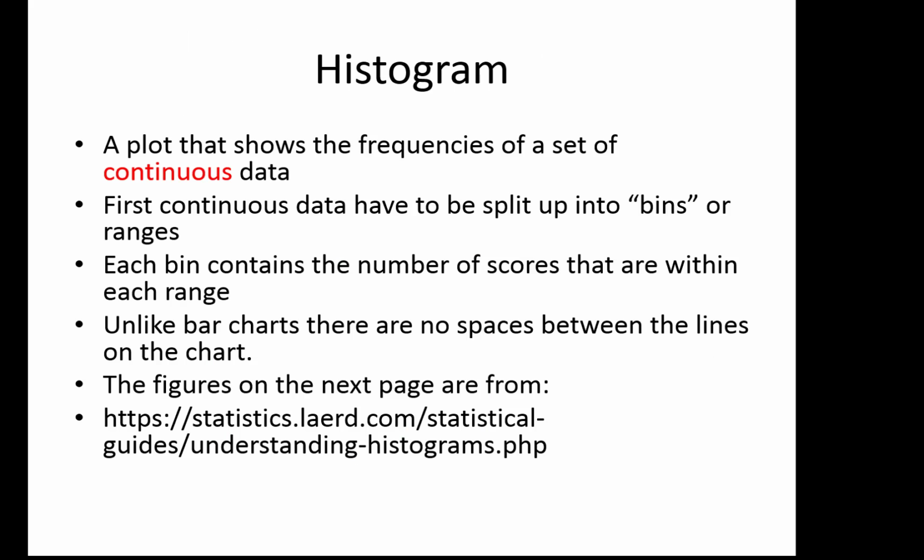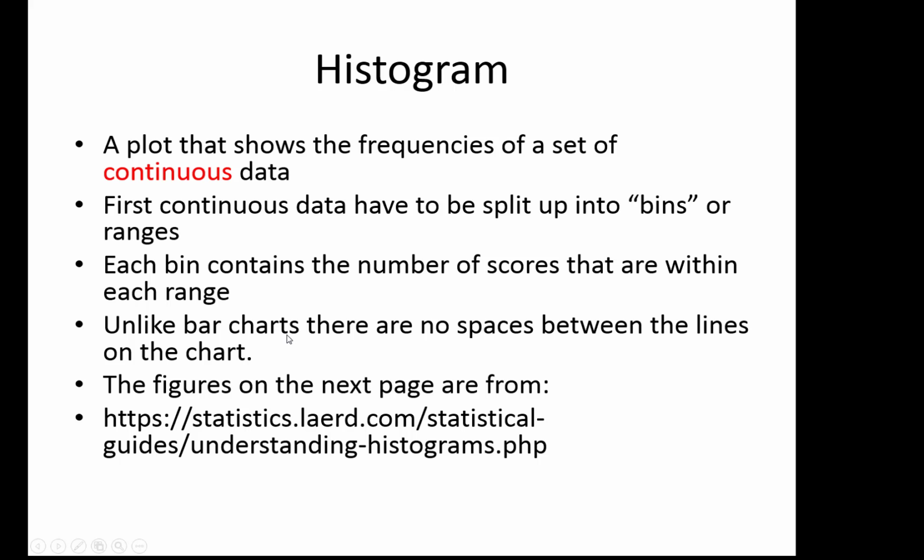All right. So then a histogram is very much like a bar chart. It's a plot that shows the frequencies of a continuous set of data, not categorical data, but a continuous set of data. So when you have a continuous set of data, in order to display them, you have to split them up in what are called bins or ranges. So each bin contains the number of scores that are within each range. So you might go from 1 to 5, 6 to 10, 11 to 15, and so forth.